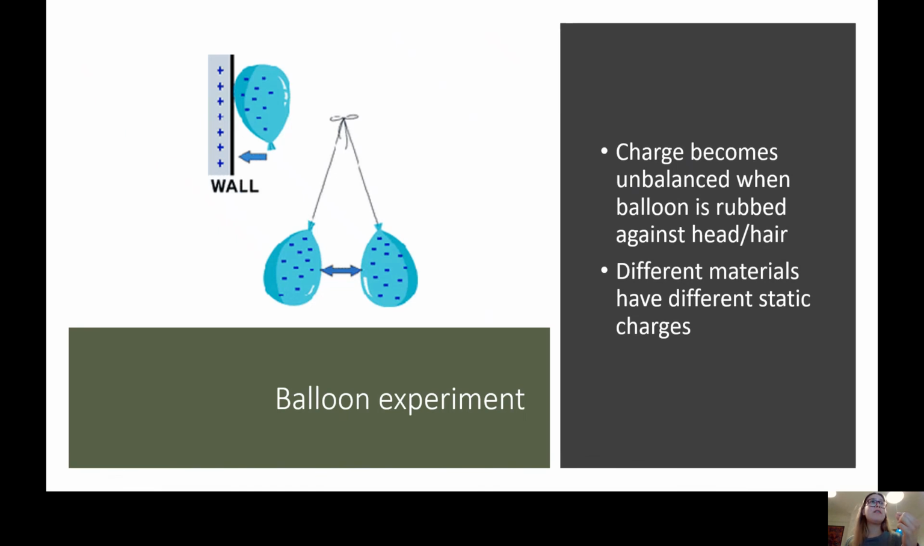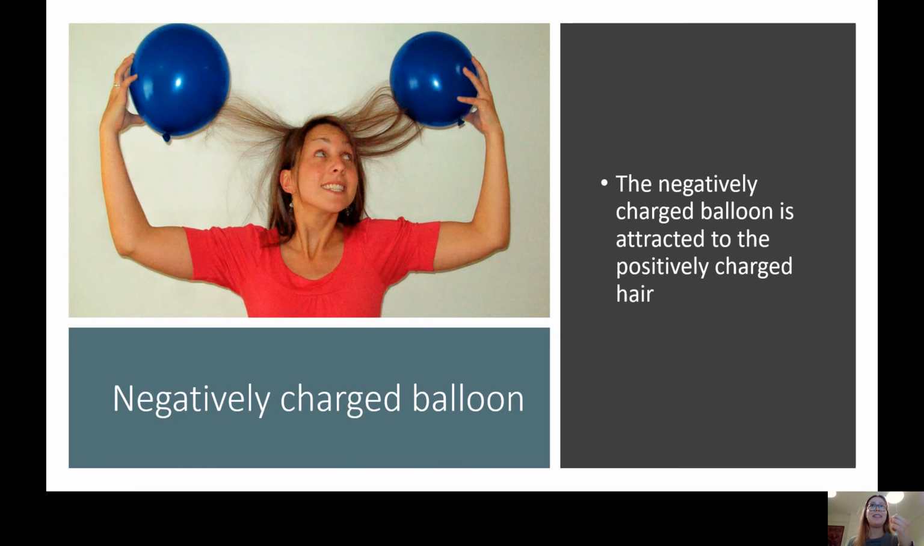So let's put all of this information into practice. I'm going to rub this balloon against my hair, and I'm also going to rub this balloon against my hair and create friction. So we create friction when we rub two objects against each other. As I'm doing this, the negative electrons are transferring onto the balloons, and the balloons are becoming negatively charged.